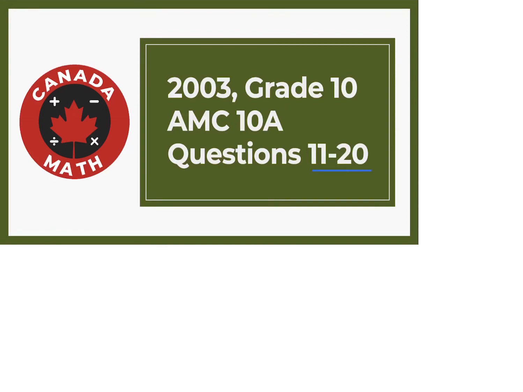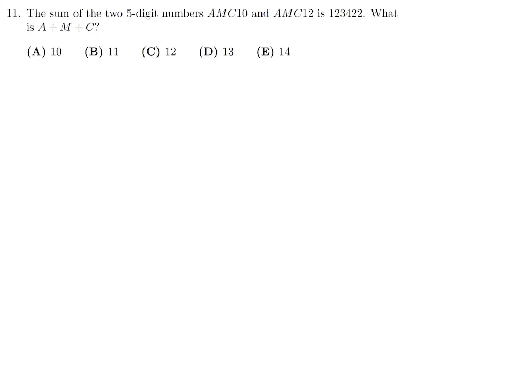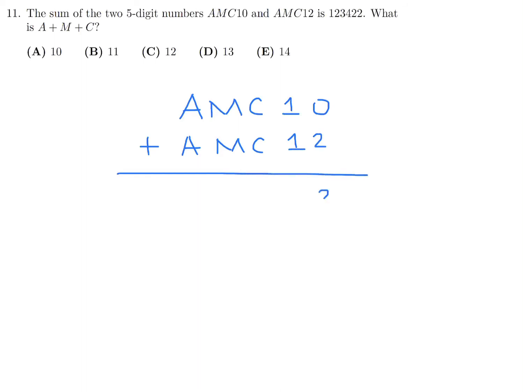Questions 11 through 20 on the 2003 Grade 10 AMC 10A. The sum of two 5-digit numbers, AMC 10 plus AMC 12, is 123422. What is A plus M plus C? And they're saying this is equal to 2, 2, 4, 3, 2, 1.